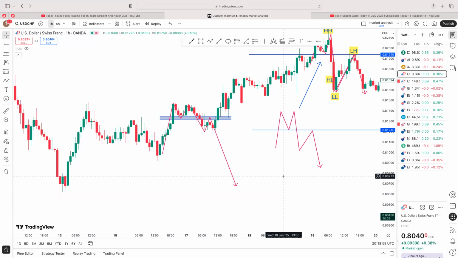Why was it not valid, guys? What do you think it was? It made it not to be valid. We didn't create a lower low, or we didn't break a structure. Break the structure, you are right.